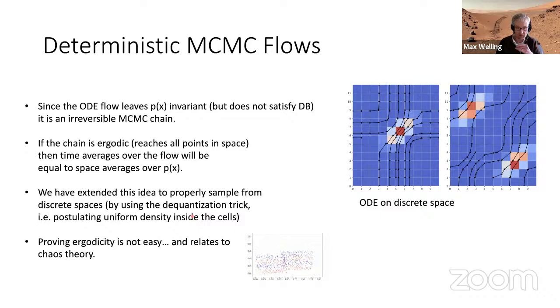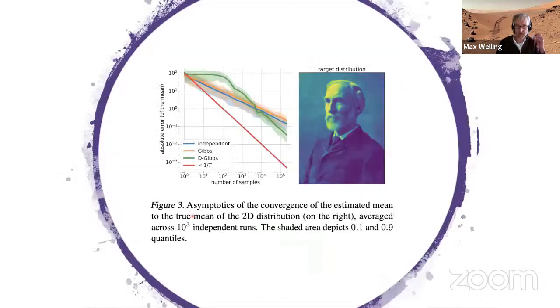Ergodicity is a bit hard to prove, and it's related to chaos theory. But here you see Baker's map, which is basically also a chaotic map where you can see how the things can mix very fast. That's also deterministic.